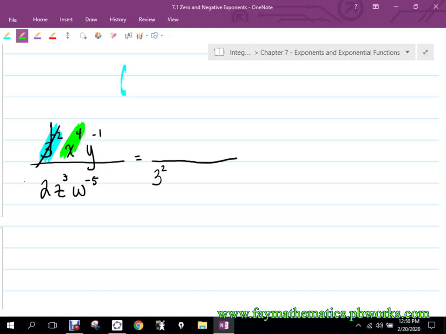Yes? What's that middle number on the bottom? 3. z to the 3rd. I'll erase it. Think better.